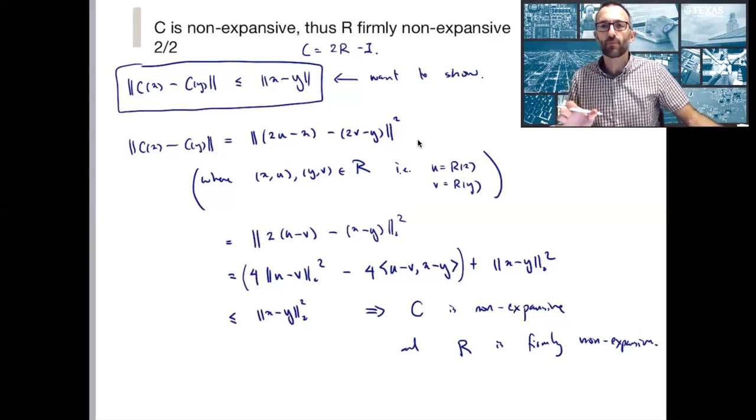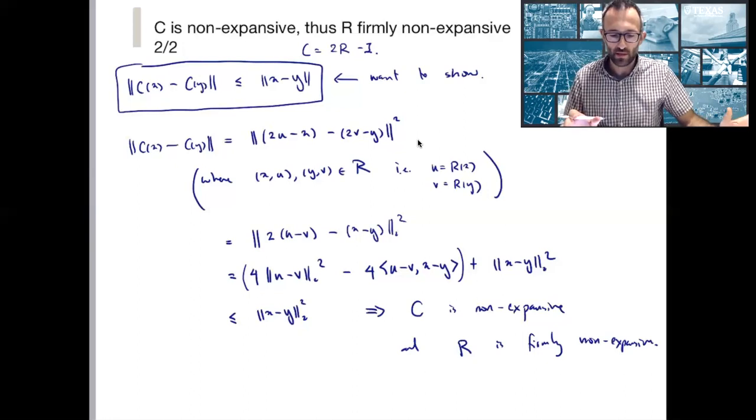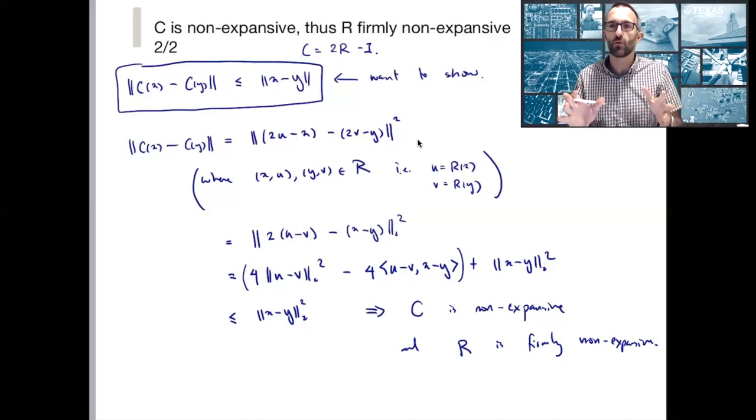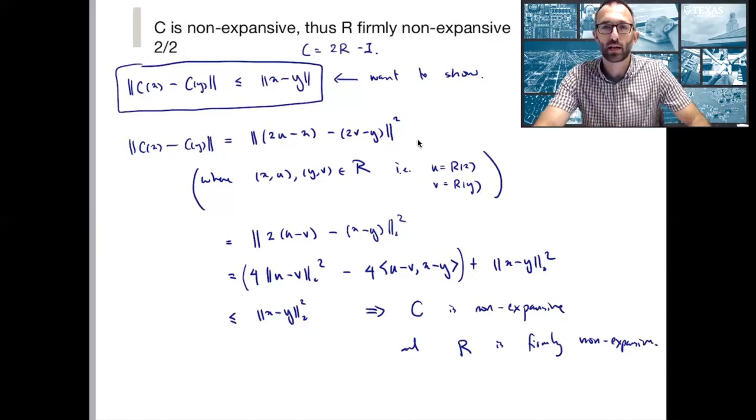What we're going to pick up with next time is showing how C can be used as a good way to do splitting when we have the sum of f of x plus g of x. Similarly to how we've already seen using proximal gradient as a splitting technique, C, the Cayley operator, is going to give us a different splitting algorithm. So we're going to pick that up next time.